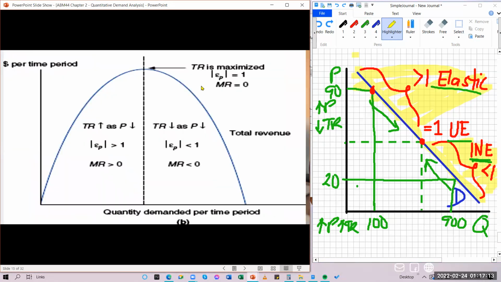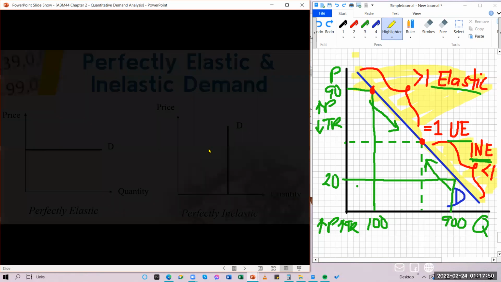So we also have what we call the quantity demanded over time period. So total revenue, as I said, when total revenue goes up as price goes down, that means it is greater than 1 and the marginal revenue is 0. Total revenue goes down and price goes down, it is less than 1. MR is 0, and total revenue is also maximized if the elasticity is equal to 1. So this is its curve, just a graphical presentation.